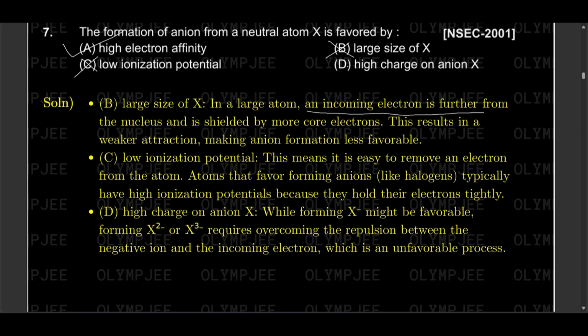D is saying high charge on anion X. So if it has high charge, while forming, although X minus would be favorable, X2 minus or X3 minus would require overcoming the repulsion, because if there is already a minus charge, it would repel the electron. So repulsive force is not favorable. So it is also not favorable. So answer is A.